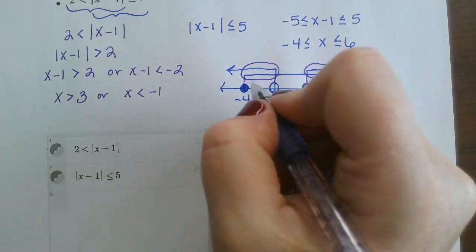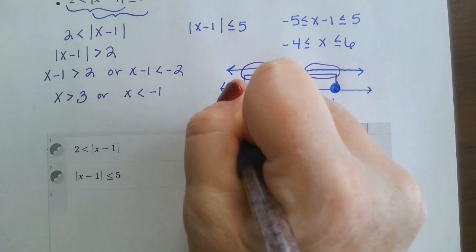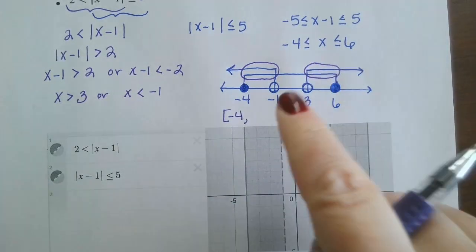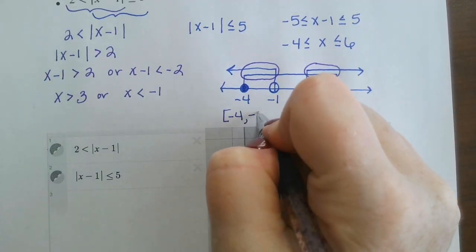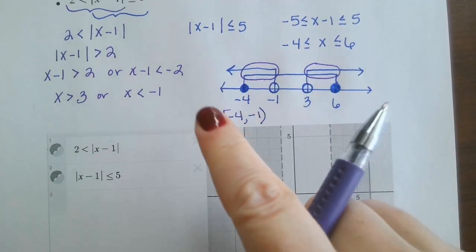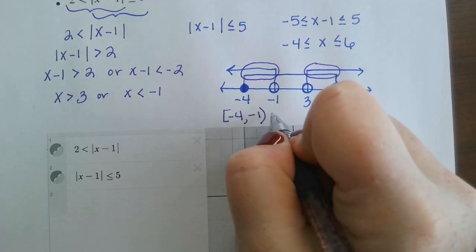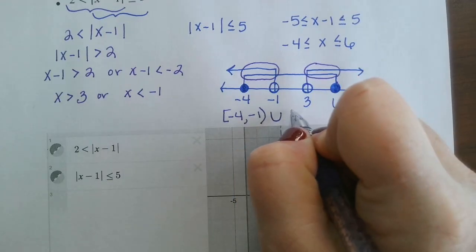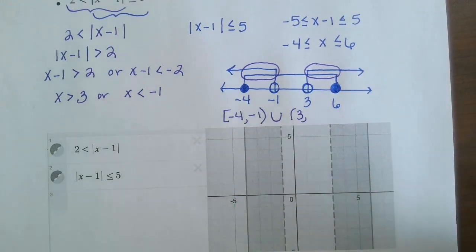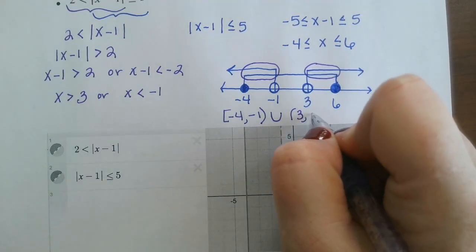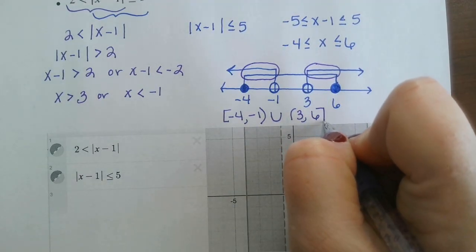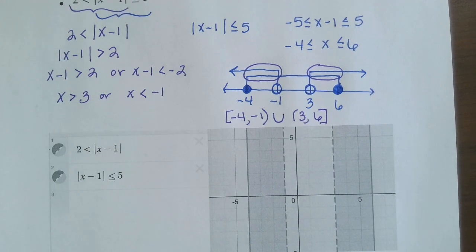So my solution set is going to be from -4 to -1, and I'm using a parenthesis here, so -4 included, -1 excluded. I'm going to hop over that middle part. I can start back at 3 again, which is excluded, and then I can go to +6, which is included.